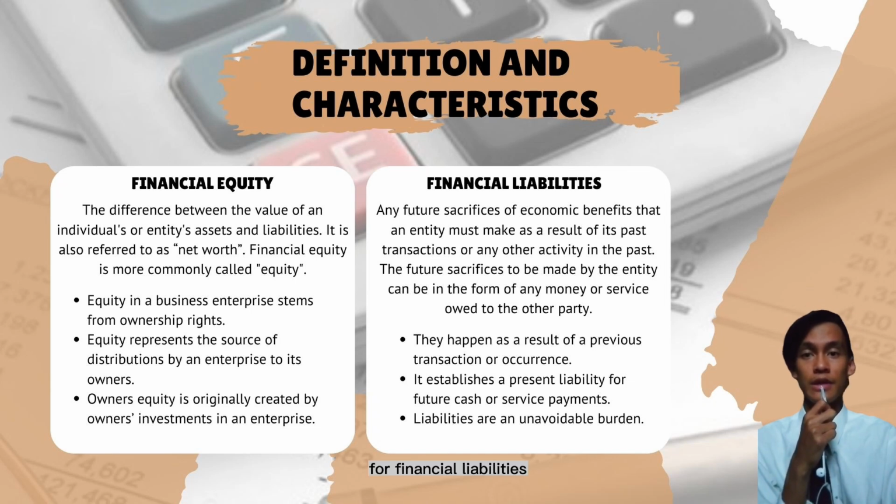For financial liabilities, the definition is any future sacrifices of economic benefits that an entity must make as a result of its past transaction or any other activity in the past. The future sacrifices to be made by the entity can be in the form of any money or service owed to the other party, and the characteristics are: they happen as a result of a previous transaction or occurrence. The second one is it establishes a present liability for future cash or service payment, and the last one is liabilities are an unavoidable burden.